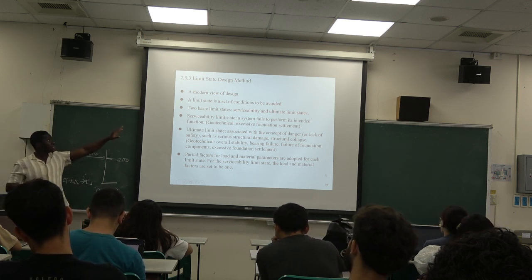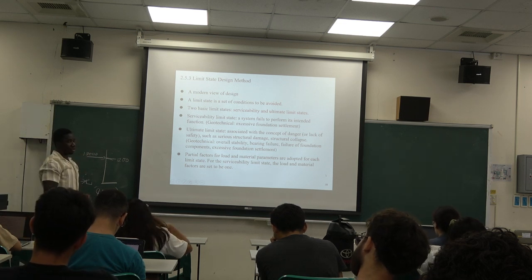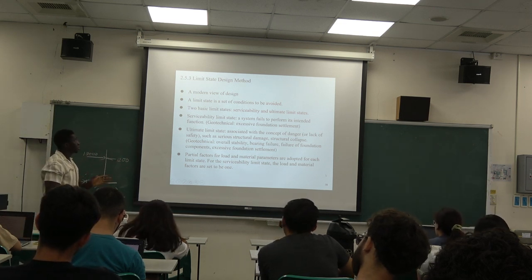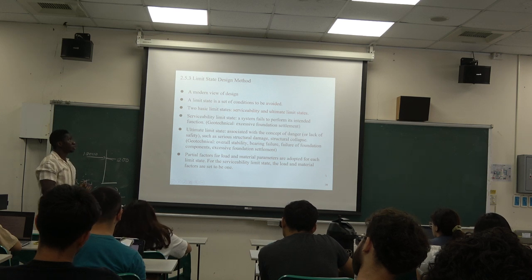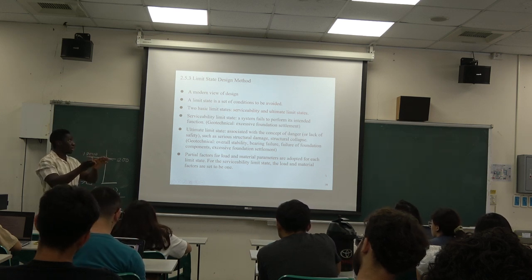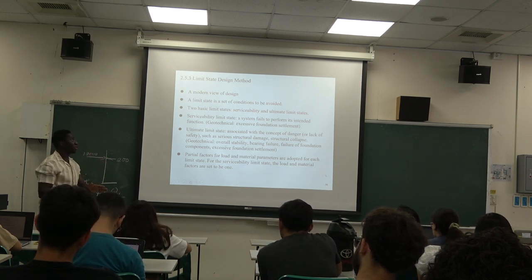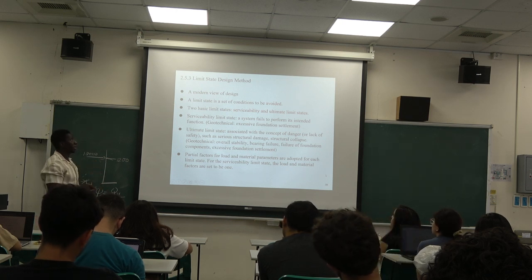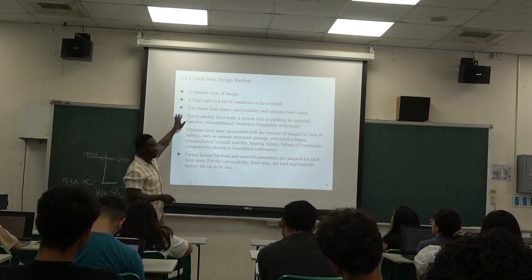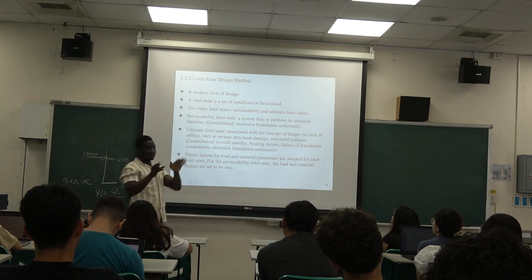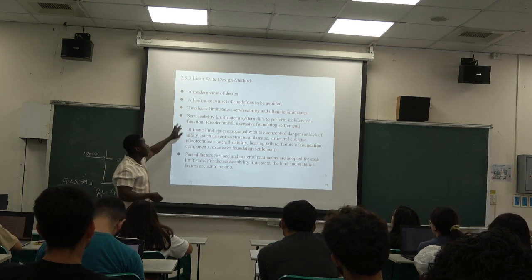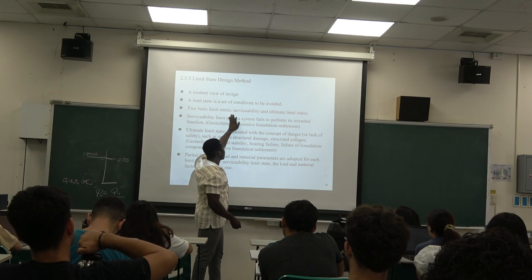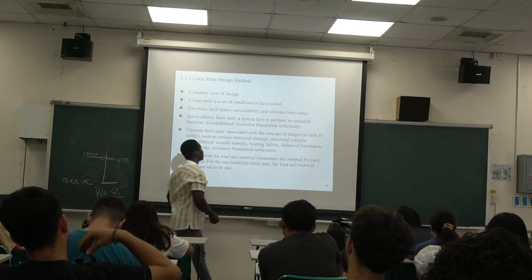Okay, and this one, the limit state design method, is actually newer. This one is a modern view of design. It considers various conditions or scenarios that you need to avoid. A limit state is a set of conditions to be avoided, the conditions that you want to avoid. So you have two basic limit states: the serviceability and the ultimate state.